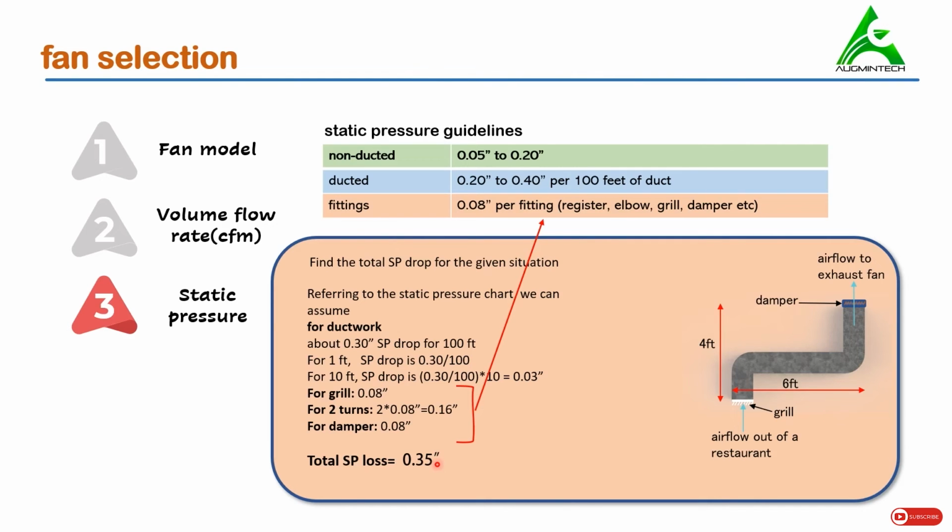Keep in mind that the fan selected in this case must be able to overcome a static pressure value of 0.35 inches. Generally, some amount of factor of safety is considered, so it is advisable to select a fan close to 0.40 inches of water column static pressure.